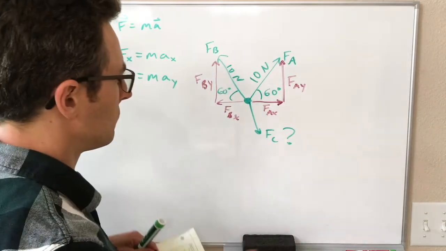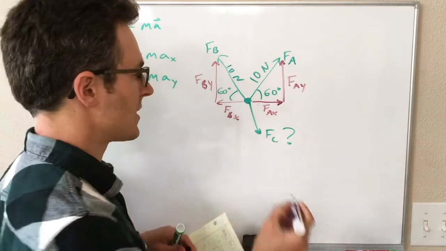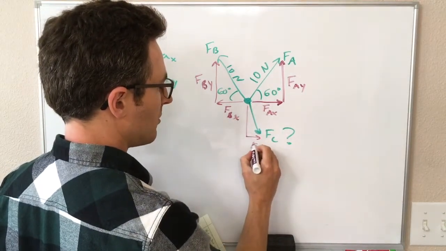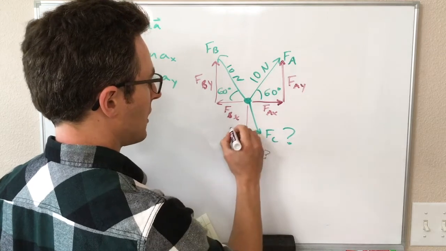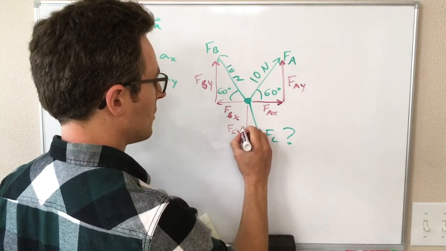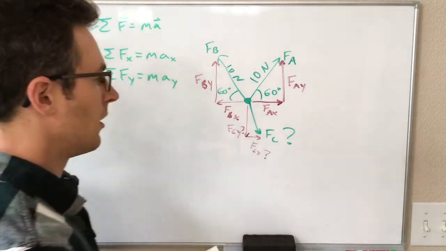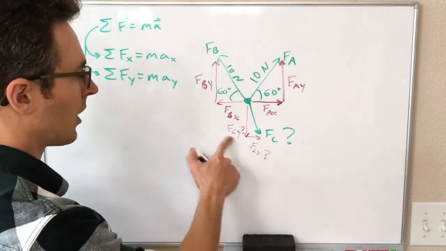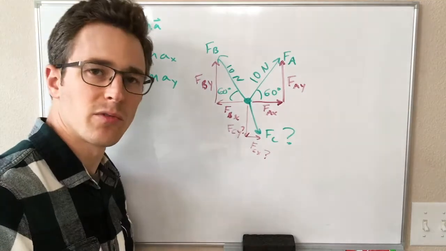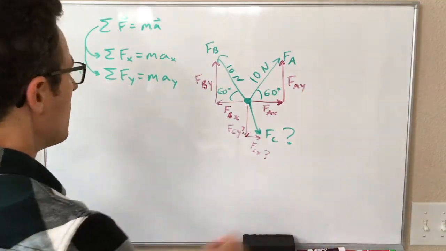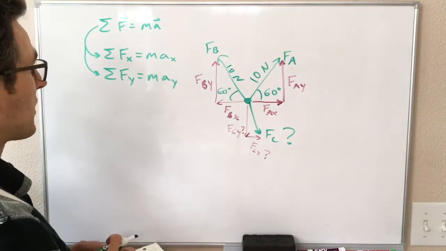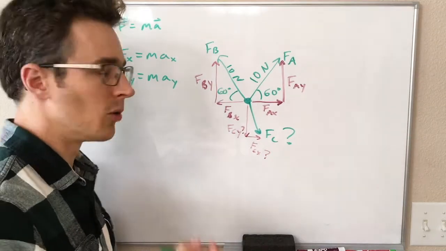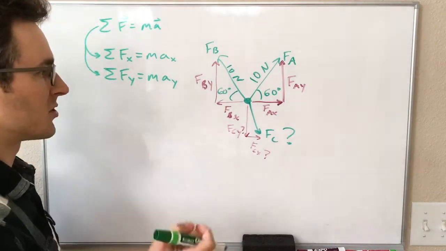Force C, we don't really know. I mean, maybe it has components. We should at least allow for the possibility that it has components. So maybe there's some FCx and some FCy. But we're trying to find what these components are, so we're not attached to the directions as we've drawn them. So now that I have this picture, a way of solving this hopefully forms in your head a little bit.